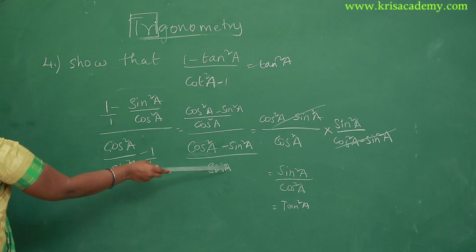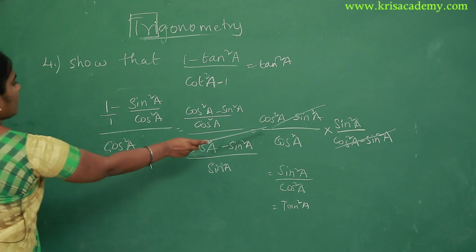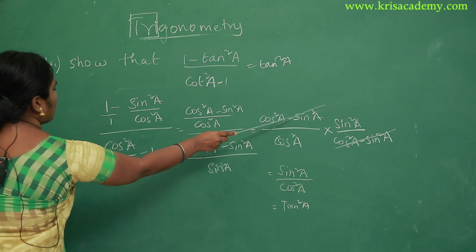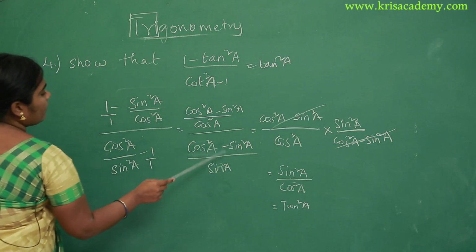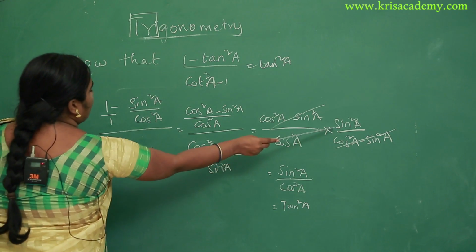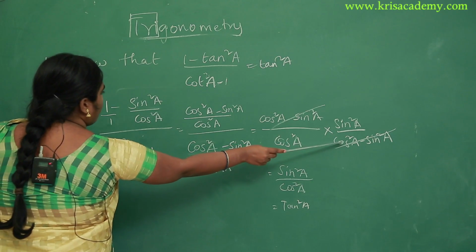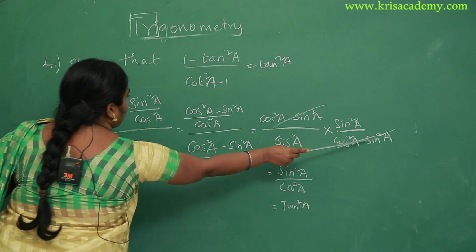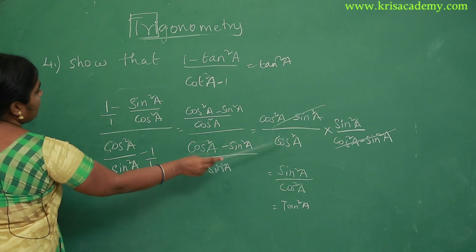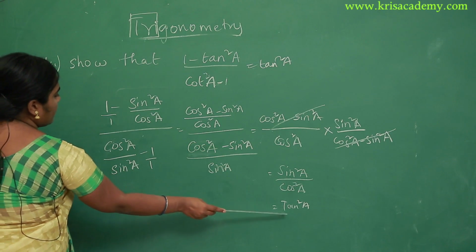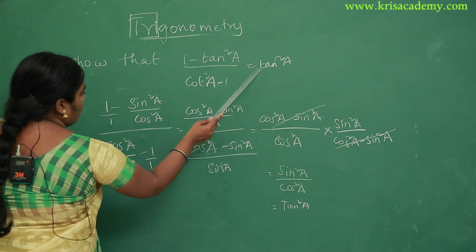So now we have two fractions. The first fraction we write as it is: (cos square a minus sin square a) by cos square a, into the second fraction which will be the reciprocal: sin square a by (cos square a minus sin square a). Cos square a minus sin square a and cos square a minus sin square a will get cancelled. Sin square a by cos square a is tan square a. So which is your RHS.